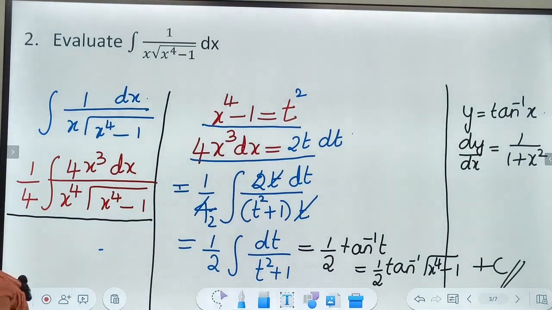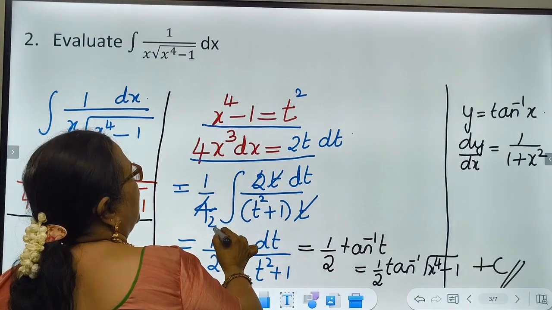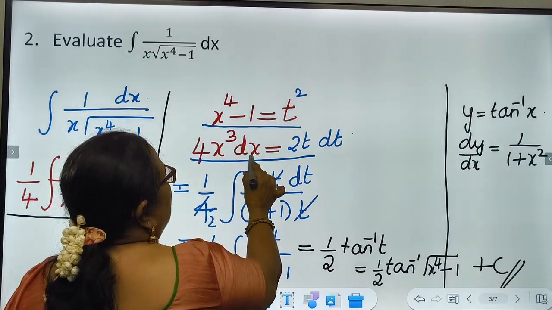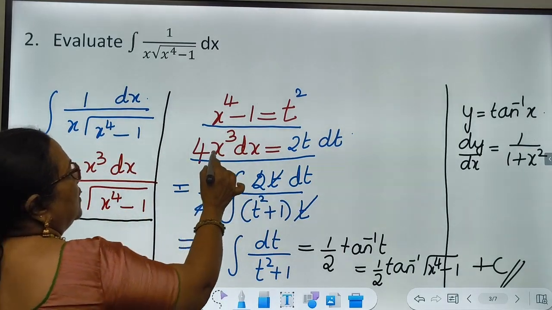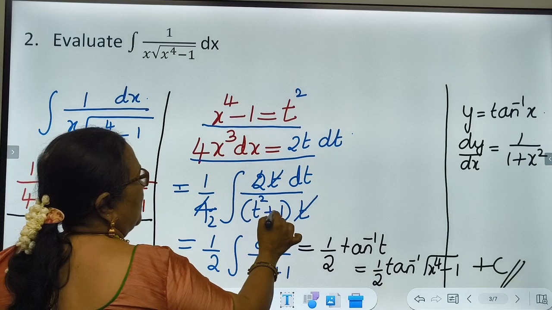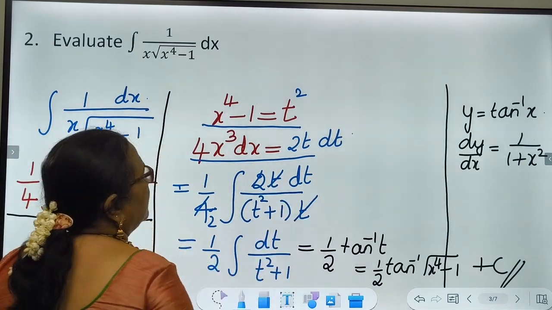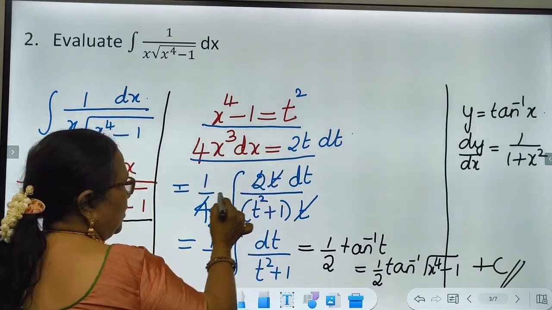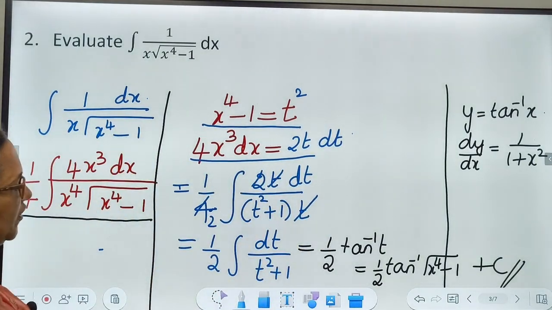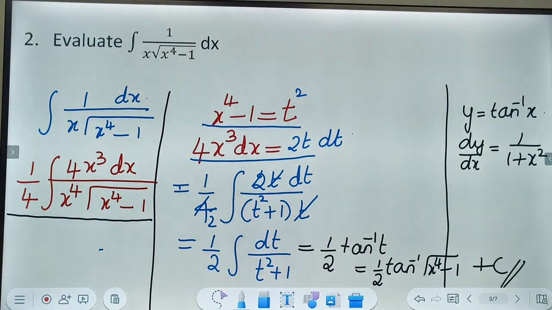Then substitute for t. 1 by 4, 4x cube dx is 2t dt. Already you have 1 by 4. X power 4 is t square plus 1, and then root of t square, which is t. So this t gets cancelled, 2 gets cancelled, giving you half into dt by t square plus 1.